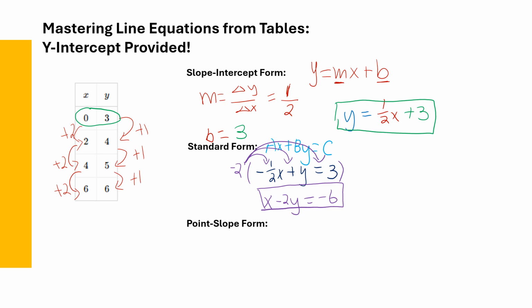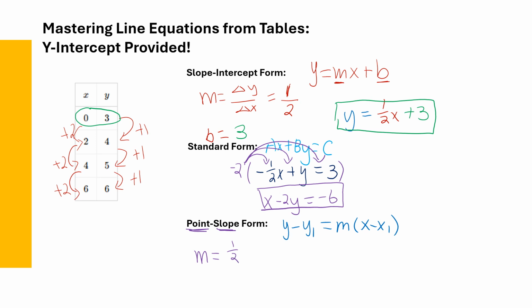And the last form, we're going to write it as point-slope form, which is y minus y1 equals the slope times x minus x1. So in point-slope form, we need 2 pieces of information: the point and the slope. We know what the slope is already from earlier. We know that it's 1/2.